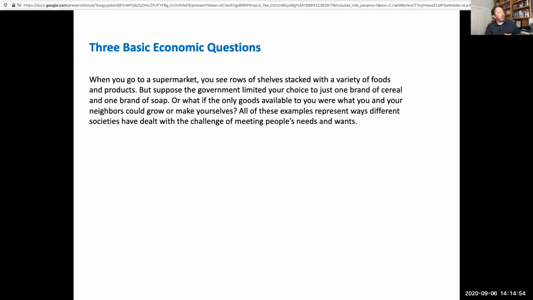The 3 basic questions. When you go to a supermarket, you see rows of shelves stacked with a variety of goods, right? Food, cereal, soap. Now, what if the only goods available to you were what you and your neighbors could grow or make yourselves? So in other words, you're not getting stuff from these corporations or companies. All these examples represent ways different societies have dealt with the challenges of meeting people's needs and their wants.